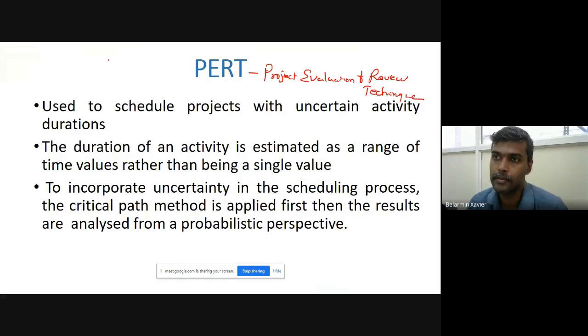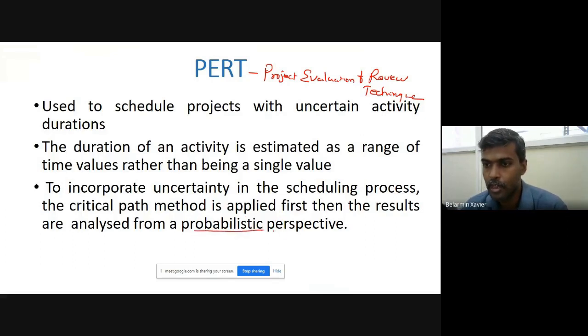Next is PERT. PERT means Project Evaluation and Review Technique. It is used to schedule projects with uncertain activity duration. The duration of an activity is estimated as a range of time values rather than being a single value. To incorporate uncertainty in the scheduling process, the critical path method is applied first. Then the results are analyzed using a probabilistic perspective.